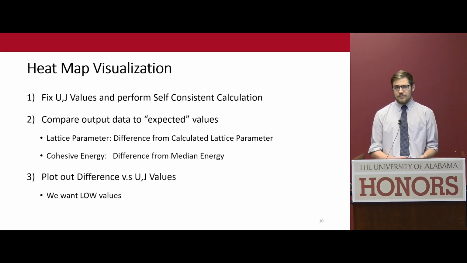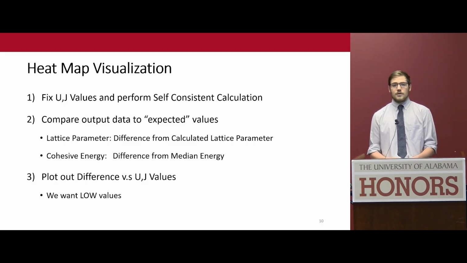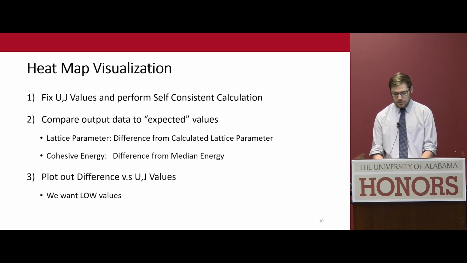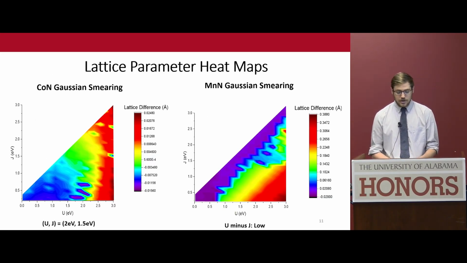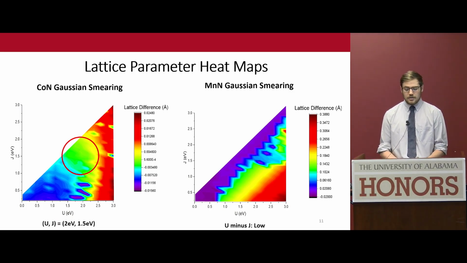Then we plot out these difference values for the different possible U and J parameters we use. And when we do this, we want to look for low values of differences, as it means that this value of U and J was close to what we'd expect for our output data. For the lattice parameters, we can see that for cobalt nitride, a U and J value of around 2 electron volts and 1.5 electron volts respectively produce a small lattice difference from what we expected, as seen in the green region here.